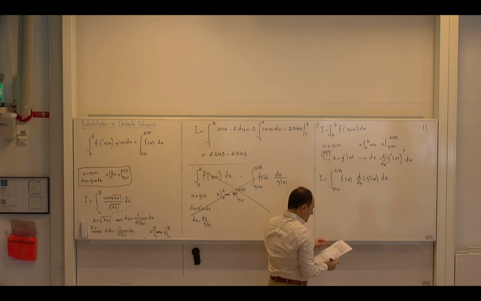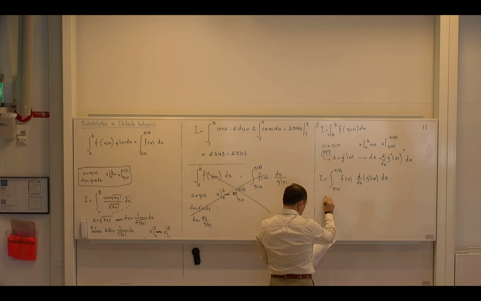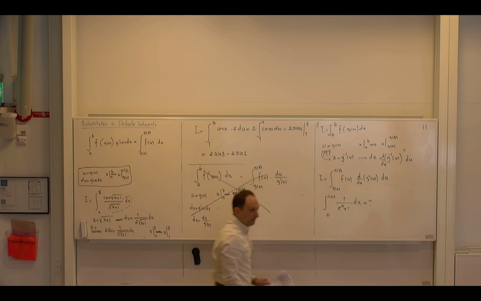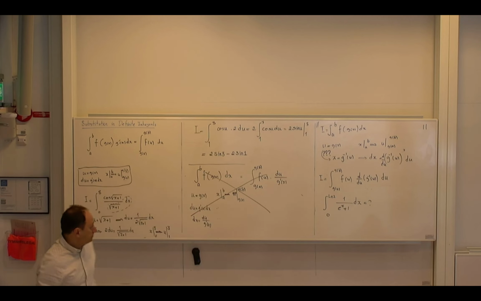So this is example number 12. I want you to solve this together. The integral from 0 to ln of 2. It's a very simple integral, by the way. We want to calculate this. Okay, so how should I calculate this?